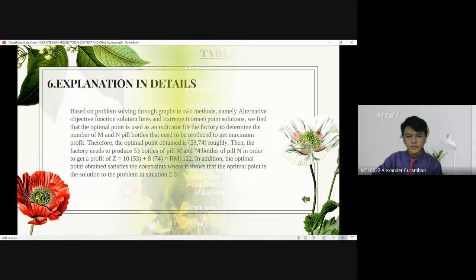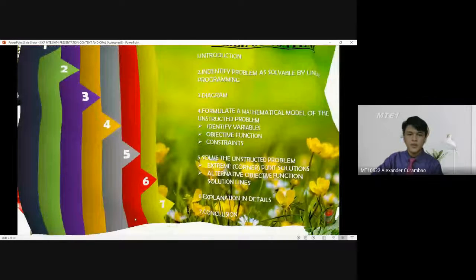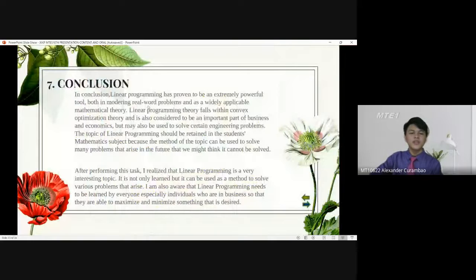Okay. Now, the last part is the conclusion. In conclusion, linear programming has proven to be an extremely powerful tool, both in modeling real-world problems and as a widely applicable mathematical theory. Linear programming theory falls within convex optimization theory and is also considered to be an important part of business and economics, but may also be used to solve certain engineering problems.